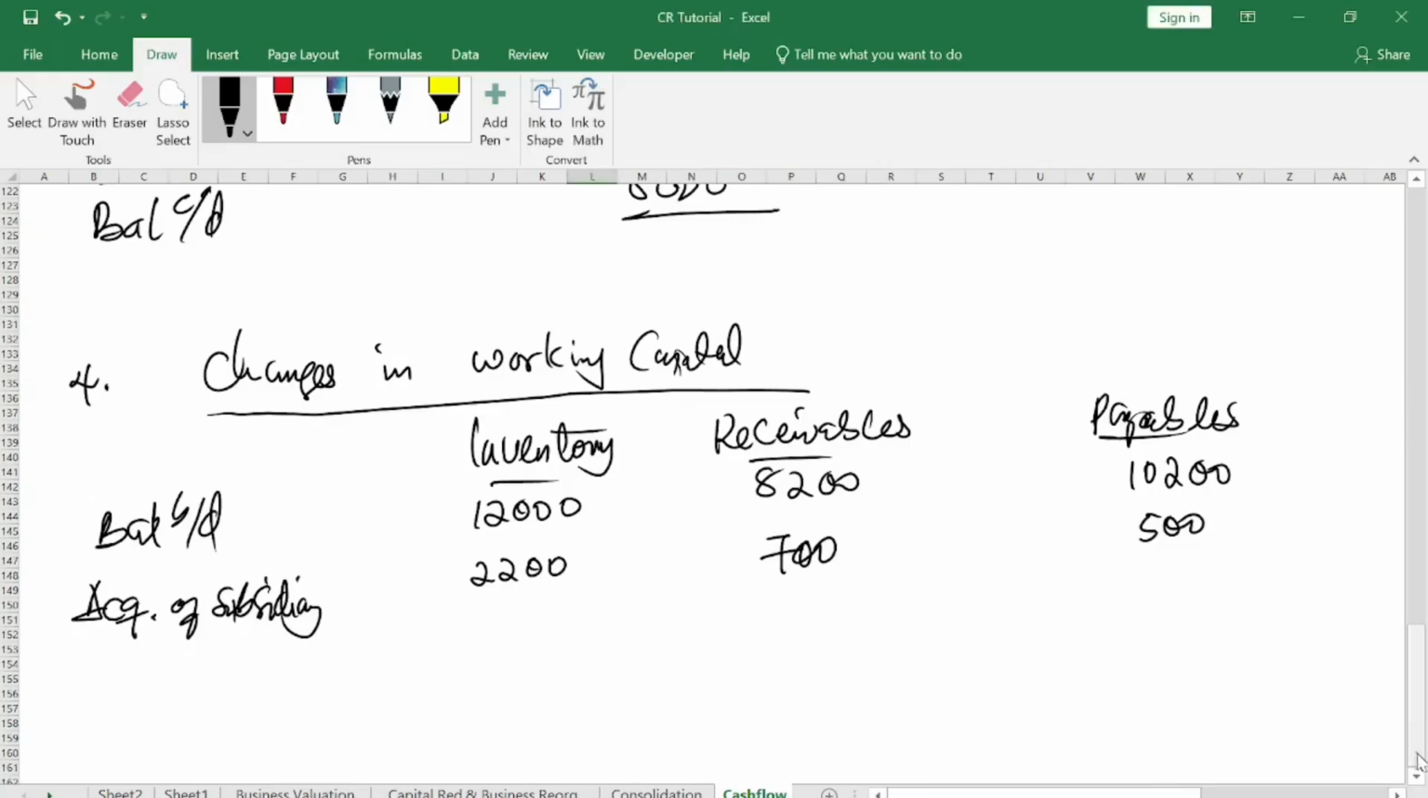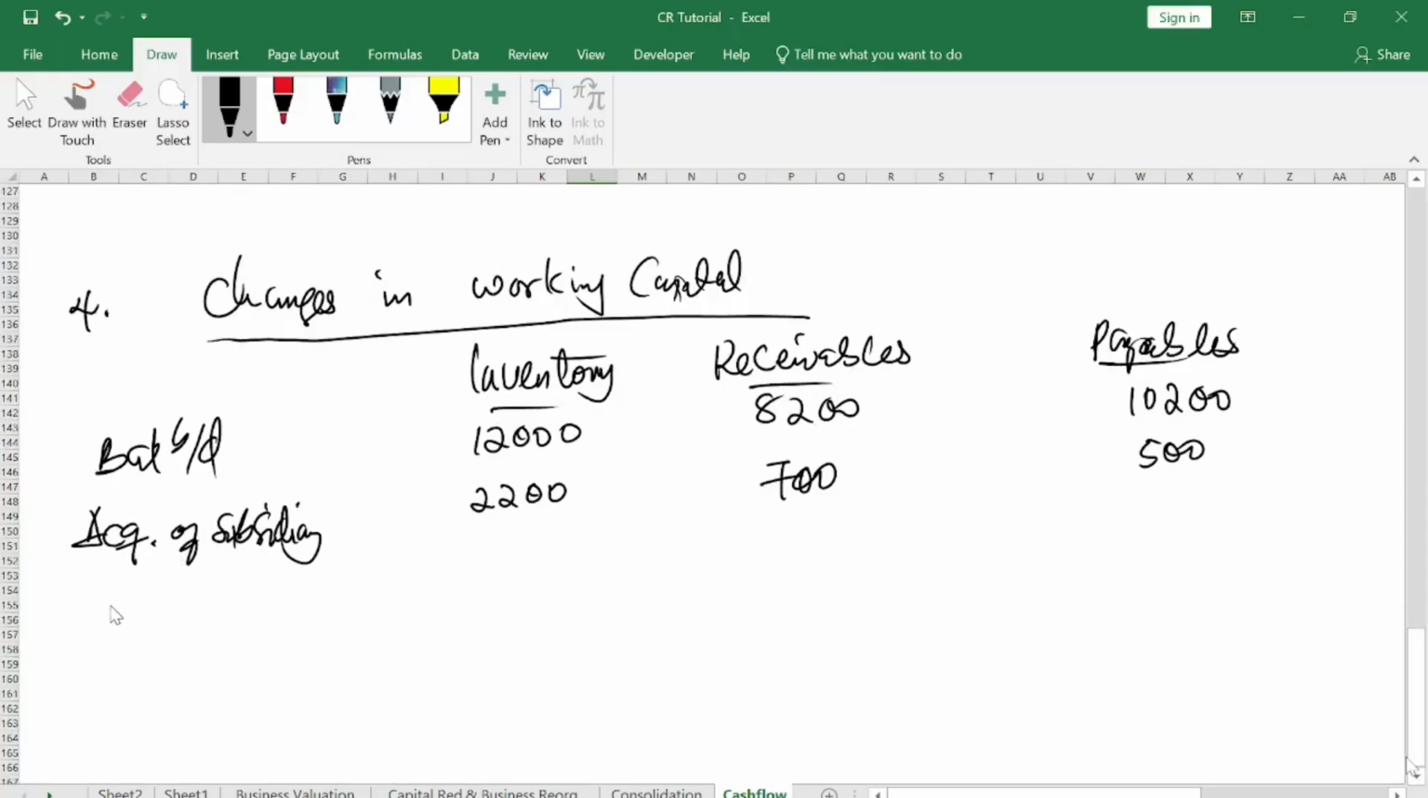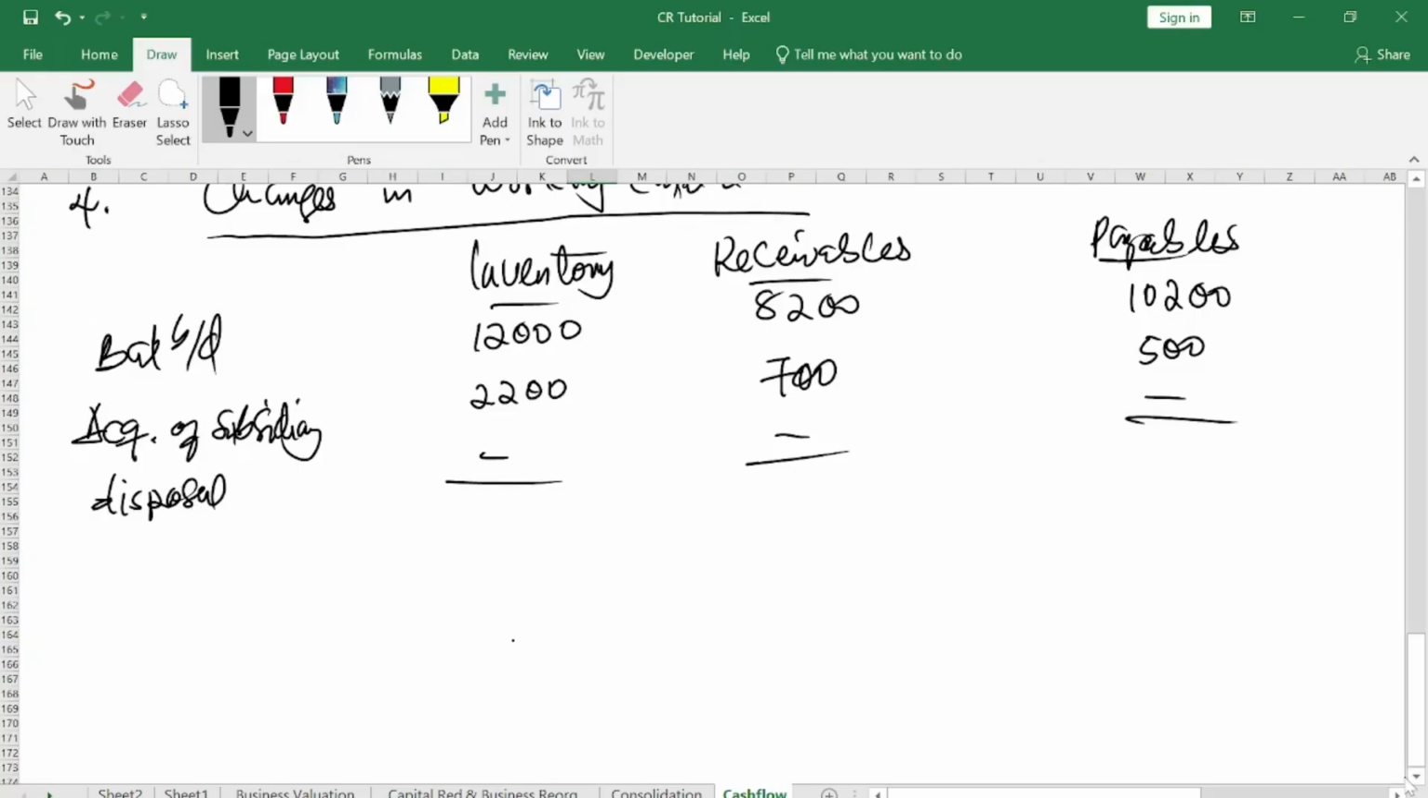You understand? Now, did the company dispose of part of any subsidiary? They said there was no disposal of property. If they dispose of part of a subsidiary, it may affect the receivables and payable values here. But they say they didn't dispose of anything. So you add it up. What do you have? 14,200. All right. So this one is 14,200.